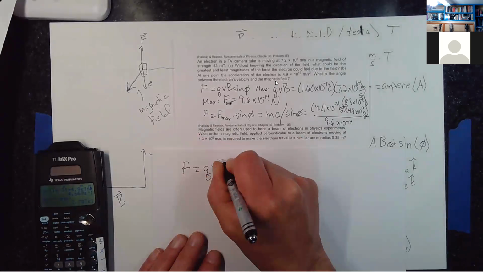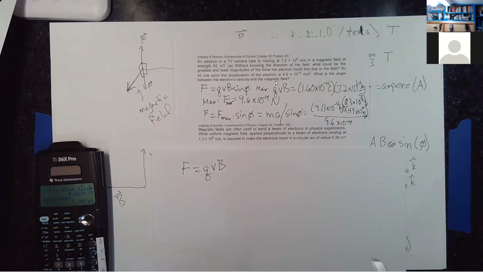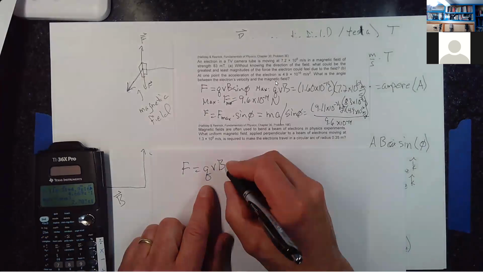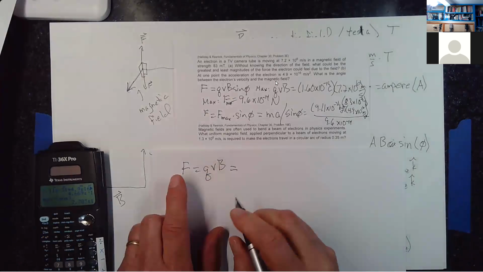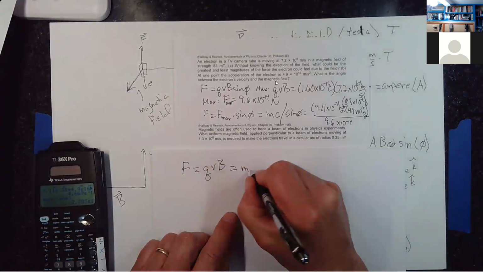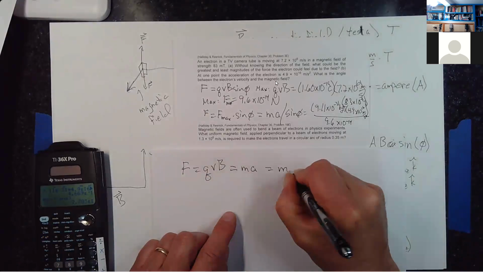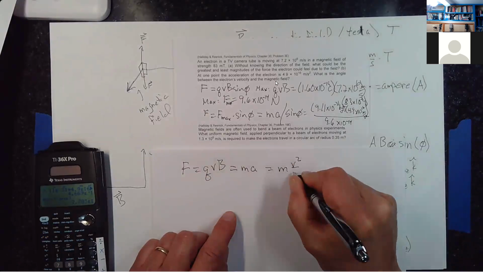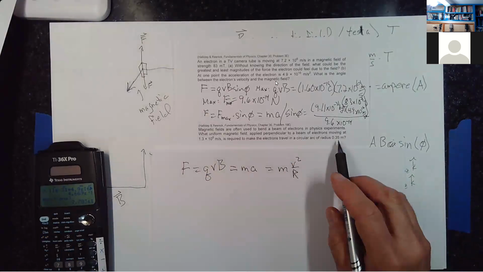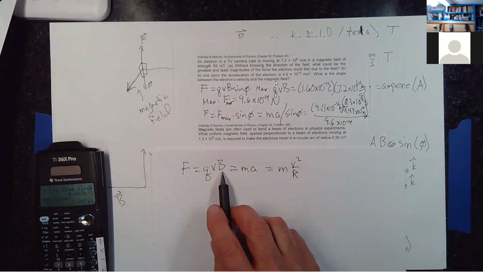And we can just deal with a single one of the electrons and they're all going to behave the same way because they all have the same velocity. So that'll be that, but that force is going to cause centripetal acceleration. So that'll be the MA, and that'll be MV squared over R, whatever the radius of curvature is, and they give us that. So we don't know the magnetic field, it's B that we're after.